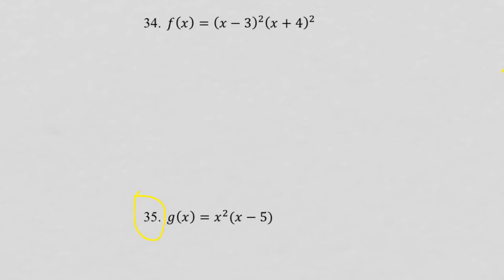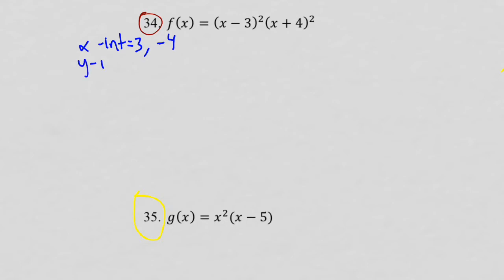So find the x-intercepts. The x-intercepts, you guys should be able to see them now, are positive 3 and negative 4. That's where it's going to cross or touch the x-axis.